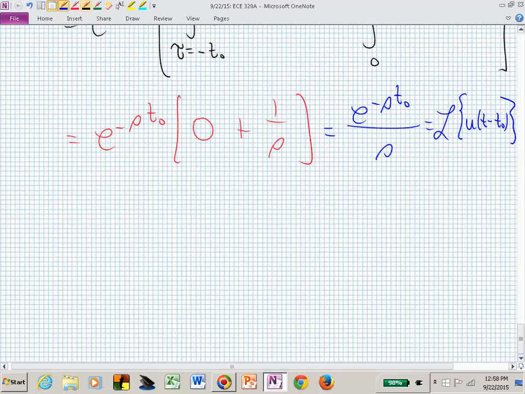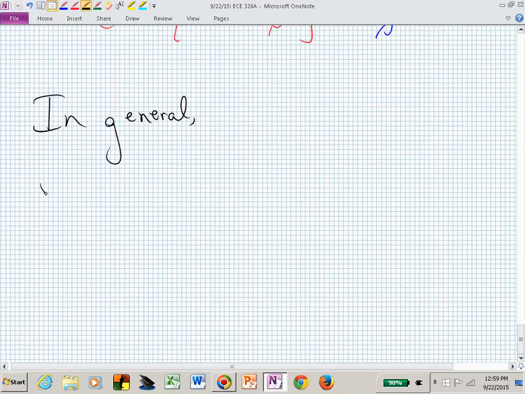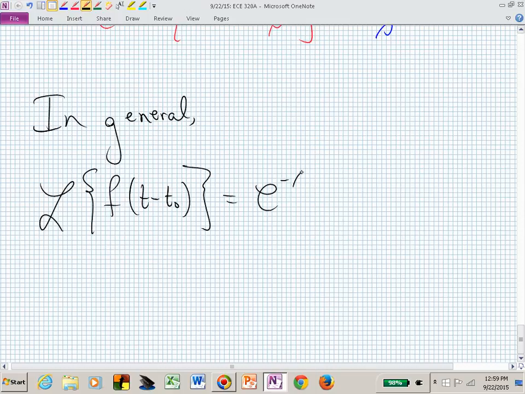That particular example generalizes in that if we take the Laplace transform of any function, f of t, and then we want the Laplace transform of a delayed version of that same function, then we can actually find the Laplace transform of the delay by simply scaling the Laplace transform of the original f of t, scaling it by e to the minus s t naught.